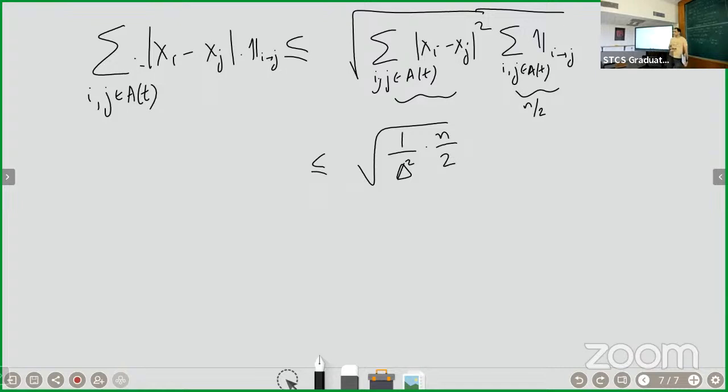Ready? What is going on? This quantity is at most n by 2. This quantity is at most 1 by delta square. Throwing away pi's. You could put pi wherever it would be. Oh, so what has happened?